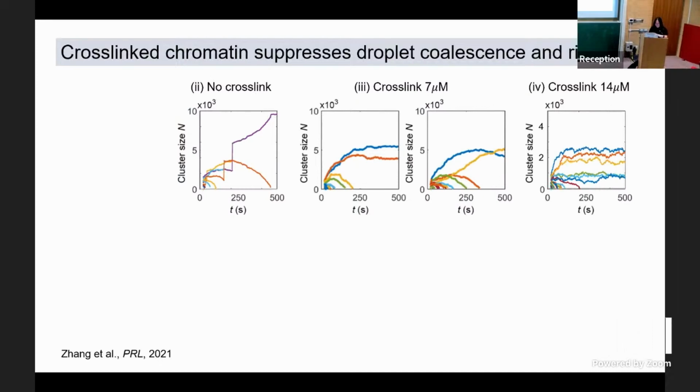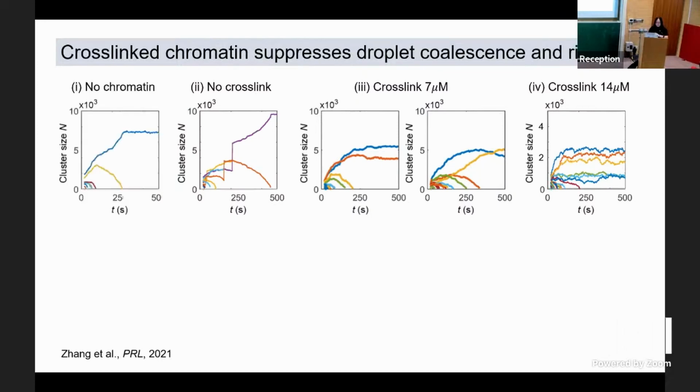Okay, great. So we also remove the cross-links, and when we remove the cross-links, we see more merging. It's interesting that the cross-links are really slowing down the merging. They really compartmentalize the droplets. And when we remove the chromatin totally, the ripening suddenly becomes very fast. You can see the time scale is 10 times faster once we remove the chromatin.